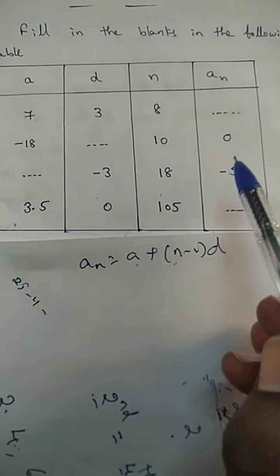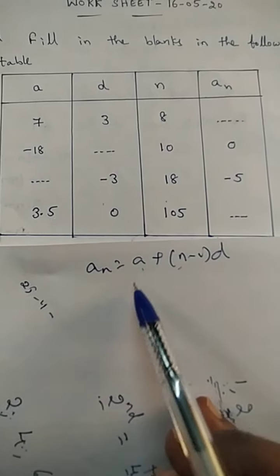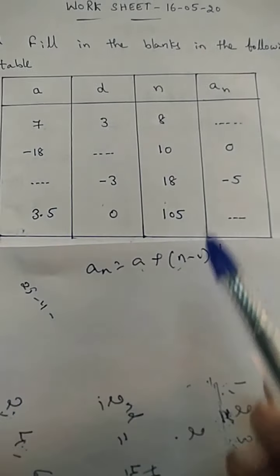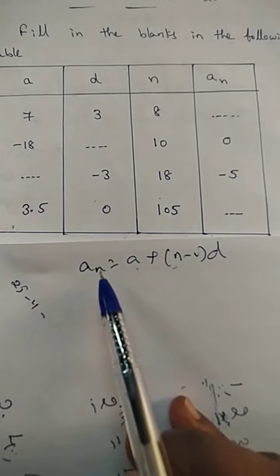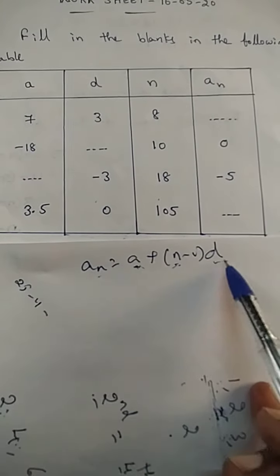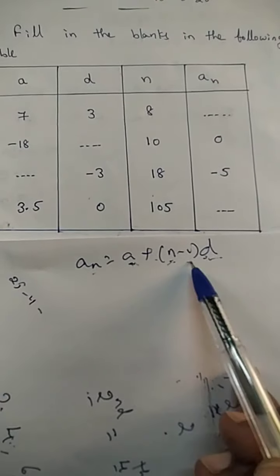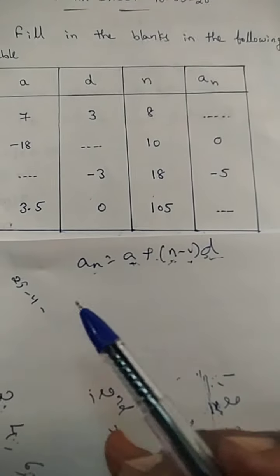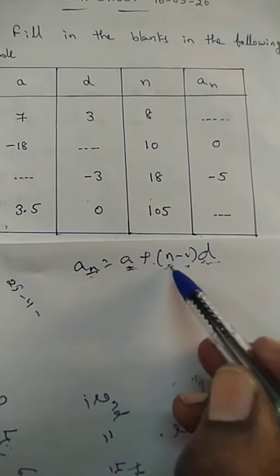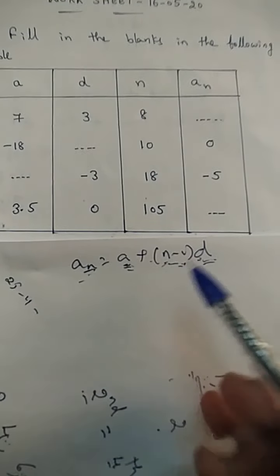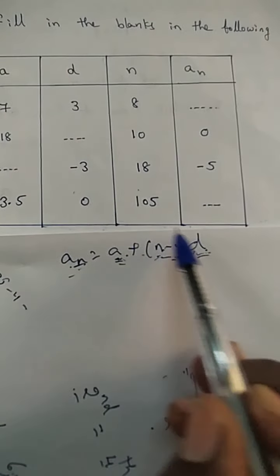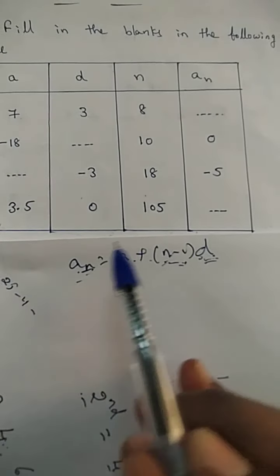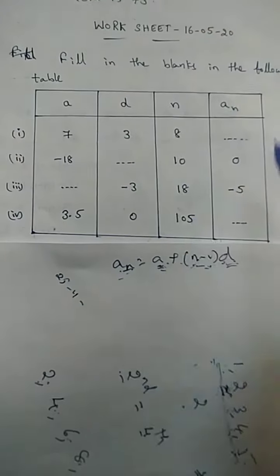Here you can find the D value. An is equal to 0. In the place of An, 0 equals A, which is minus 18, plus N is 10 minus 1 into D. Write it as it is. So how many variables are there? 1, 2, 3, 4. Of those 4, any 3 are given, then automatically you can find the fourth value. It is an equation. Any 3 values being known, we can find the fourth value. In that way you can solve all these 4 problems.